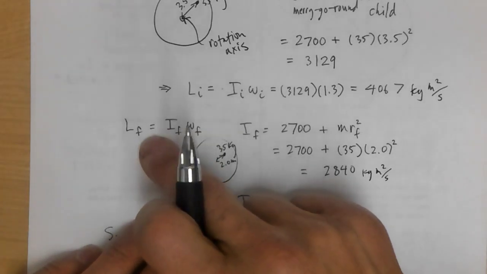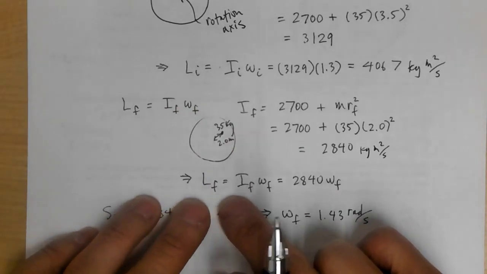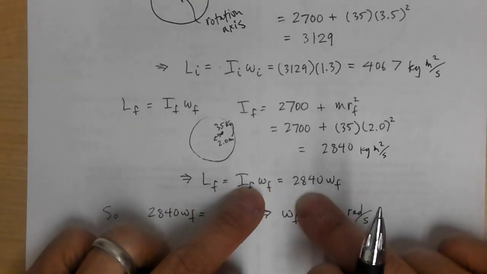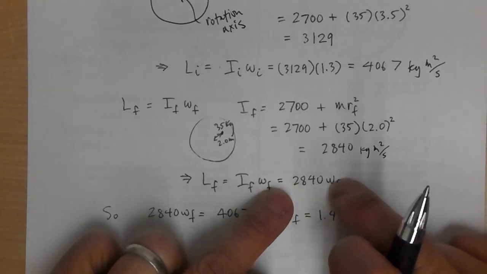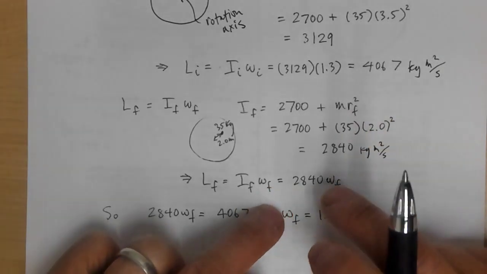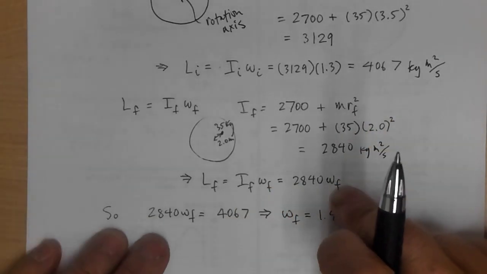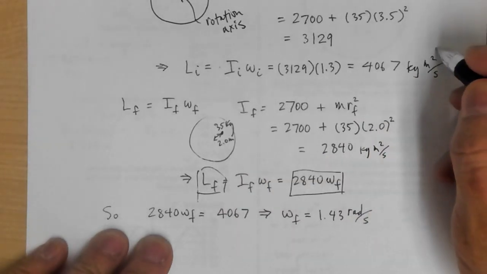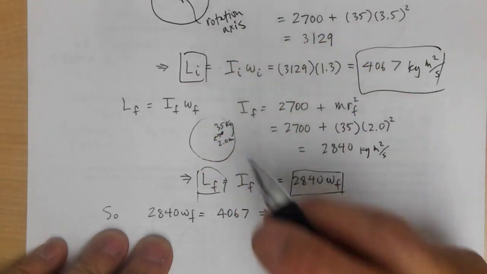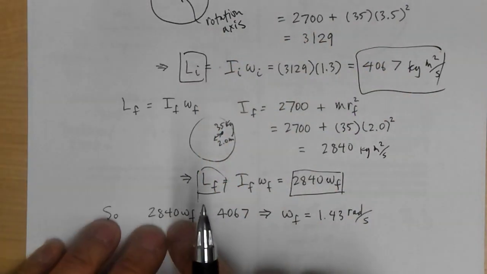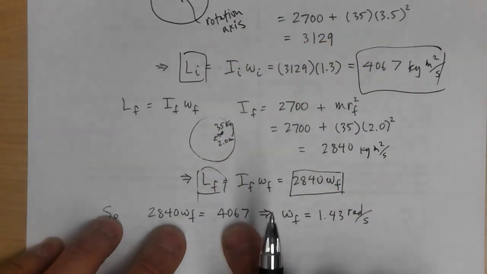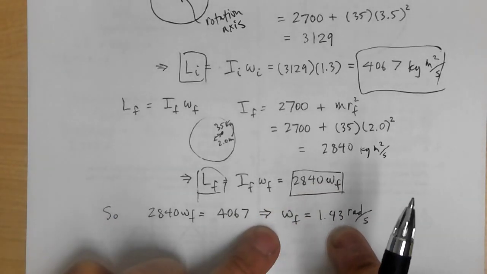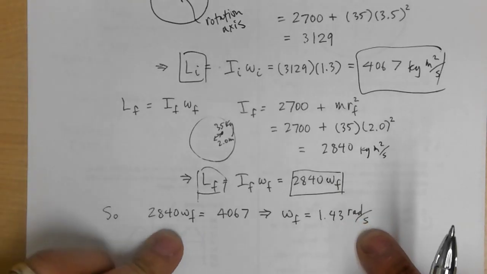So now the final angular momentum is the final moment of inertia times the final angular speed. That's 2,840 times omega f, which we don't know. We don't know the final angular speed. So now we say this, the final angular momentum, must equal the initial angular momentum. And so we get 2,840 omega f is equal to 4,067. And so omega f is equal to 1.43 radians per second.